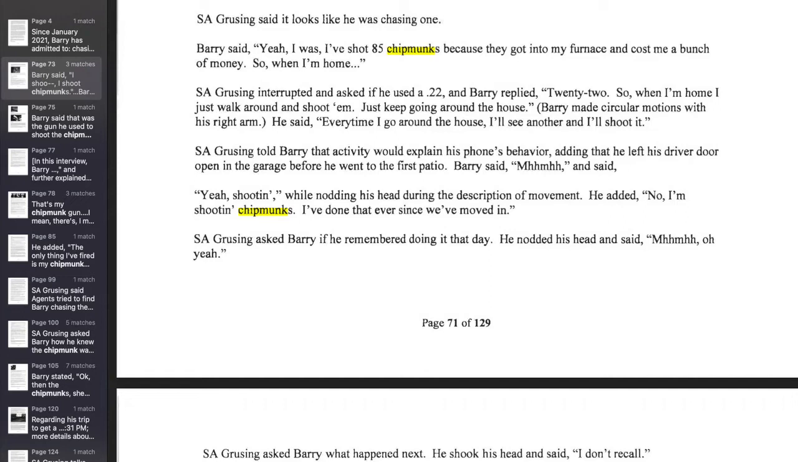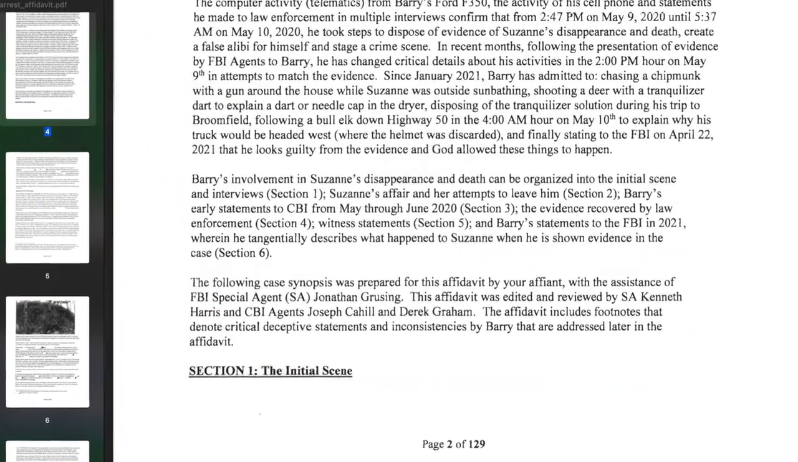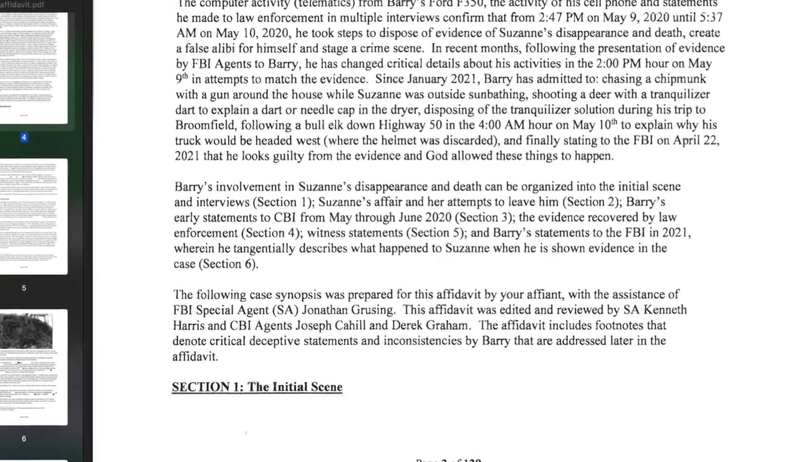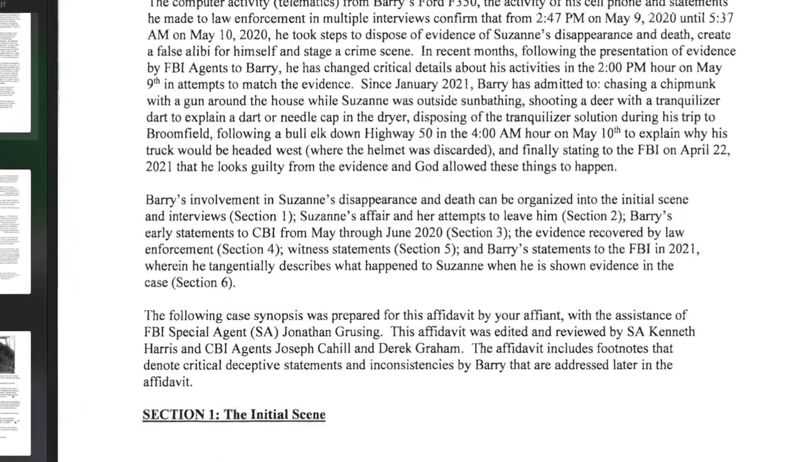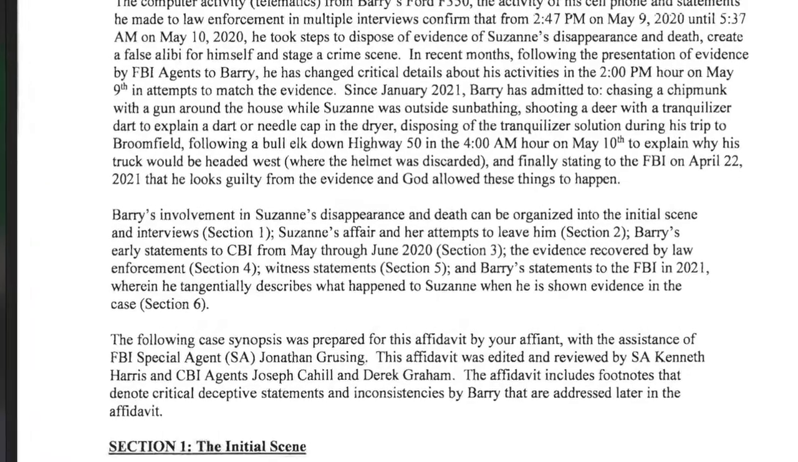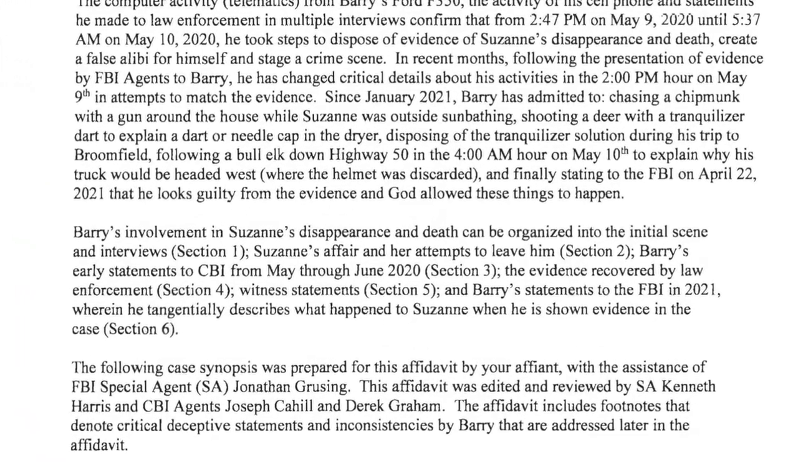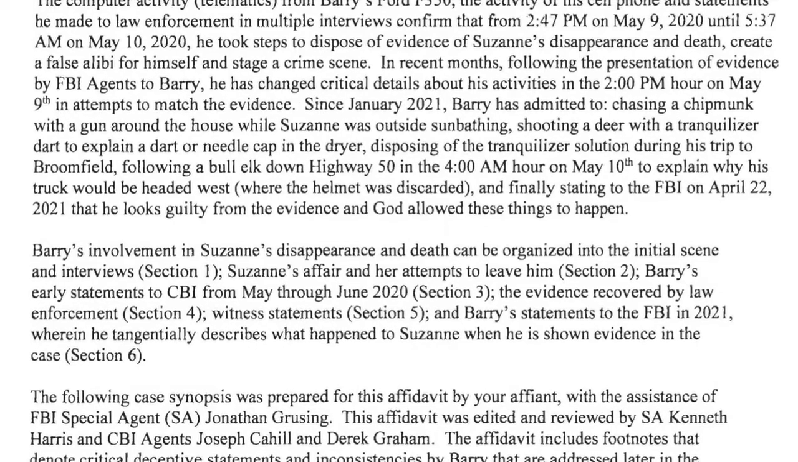Barry said, "Yeah, shooting," while nodding his head during the description of movement. He added, "No, I'm shooting chipmunks. I've done that ever since we moved in." The investigator asked if he remembered doing it that day. Barry nodded his head, "Oh yeah." And then the investigators also pointed out that in recent months he has changed critical details about his activities in the 2 p.m. hour on May the 9th in attempts to match the evidence.